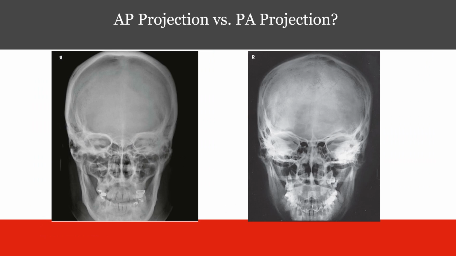So which one is the AP versus the PA projection? The AP projection is going to be the one with the larger orbits. There's going to be more magnification on the AP projection.